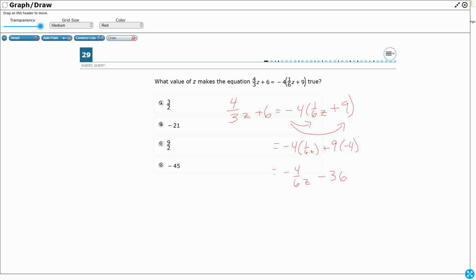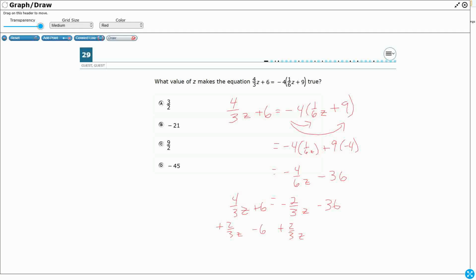And so let's just simplify this to thirds, just because that's as far as we can go. My 4/3 z is already in thirds. So let's make this -2/3 z, since 4/6 reduces to 2/3, minus 36. And then let's bring down what we haven't been bringing down. That's z plus 6. All right, I want to add 2/3 z to both sides, and we can go ahead and do both at the same time.